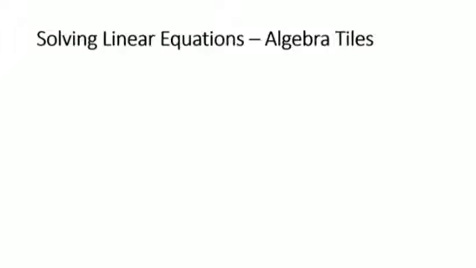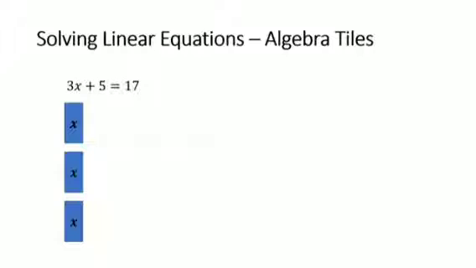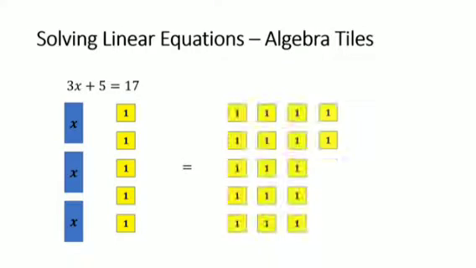We are now going to look at solving linear equations using algebra tiles. Suppose we had 3x plus 5 equals 17. Then the first thing we are going to do is model the equation. 3x is represented by 3 rectangular blue tiles. Plus 5 is represented by 5 yellow square tiles. And that is equivalent to 17 yellow square tiles.